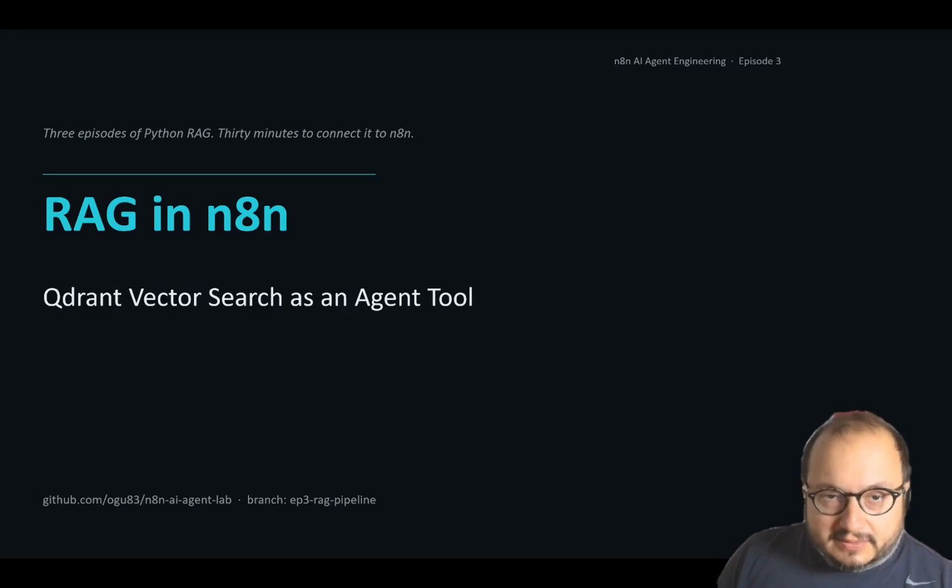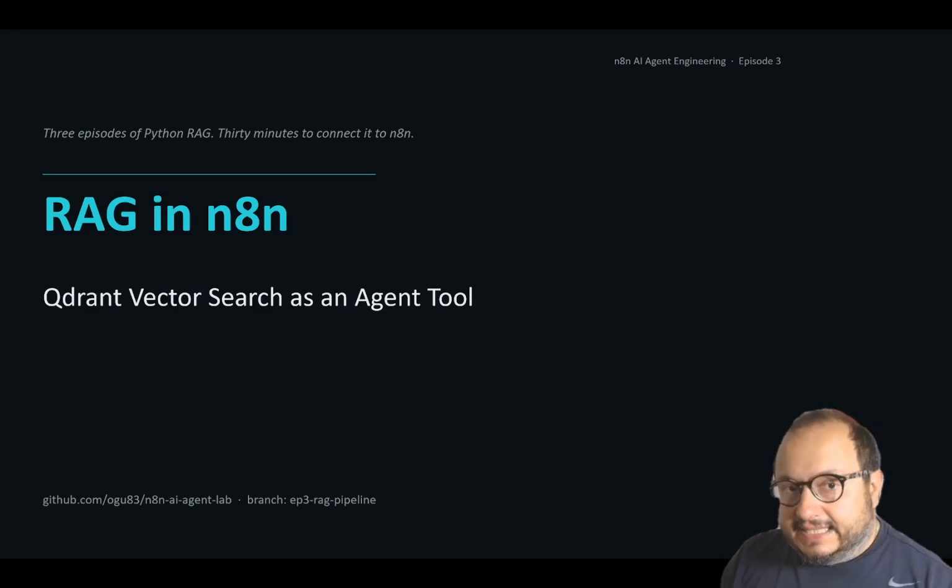3 episodes of Python RAG, FastAPI, BM25 sparse vectors, cross-encoder reranking, FastAPI service. That is the Qdrant Hybrid Search series, and if you have not watched it, the link is below in the description, and there is a setup script in the GitHub branch for this episode.